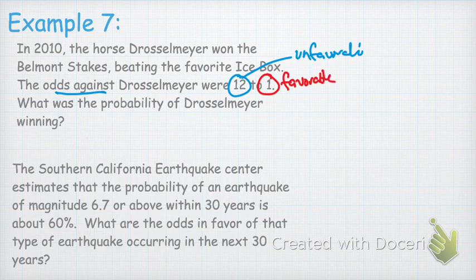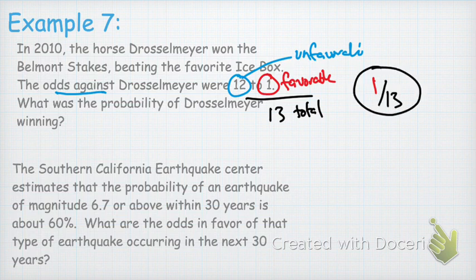And if we add those together, that's the total number of outcomes. And so the probability of Drosselmeyer winning is favorable divided by the total. And so favorable divided by total would be 1 over 13. So there's the probability of that particular horse winning.